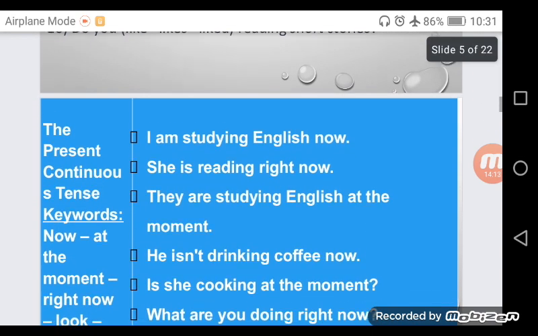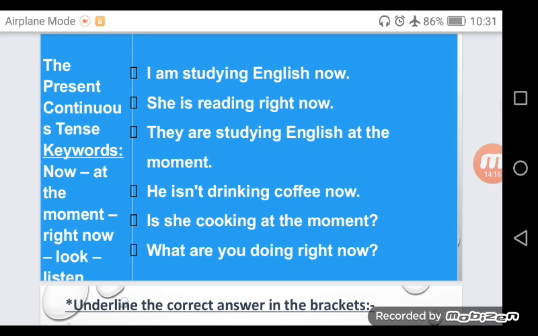Now let's move to another grammar point, the present continuous tense. On the right, you can see some examples on the present continuous tense. I am studying English now. She is reading right now. They are studying English at the moment. He isn't drinking coffee now. Is she cooking at the moment? What are you doing right now?